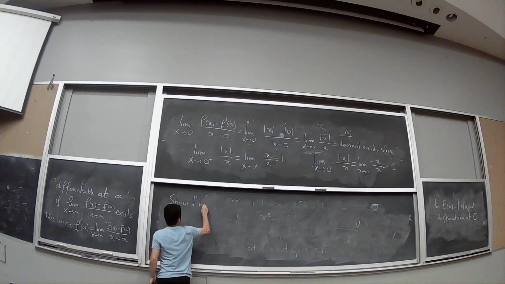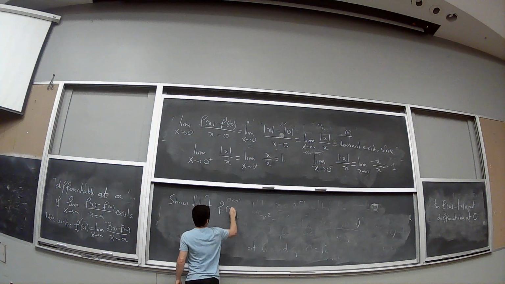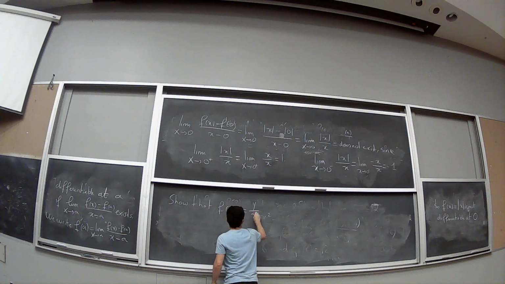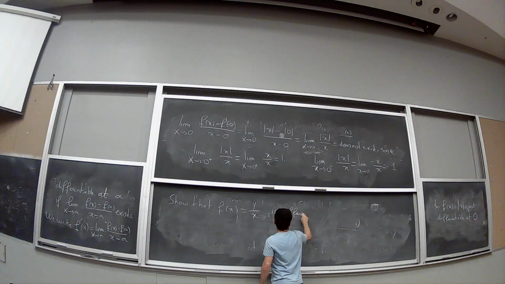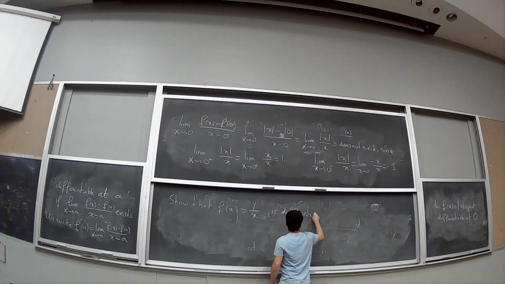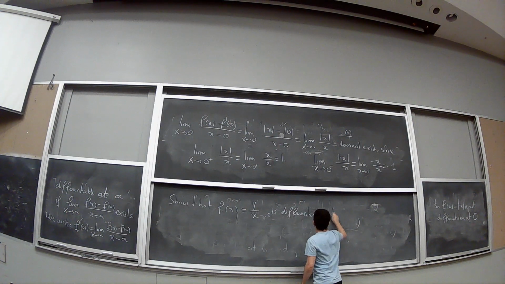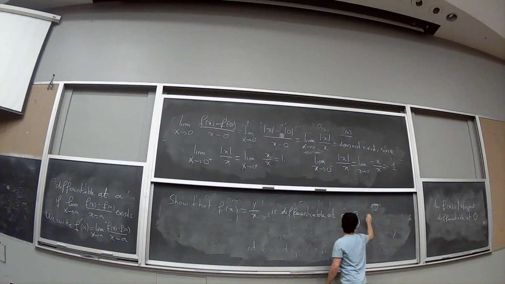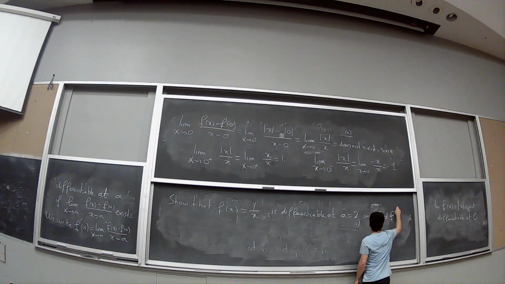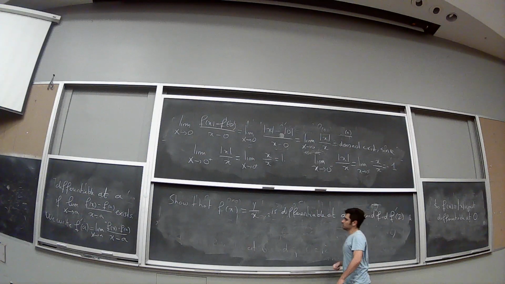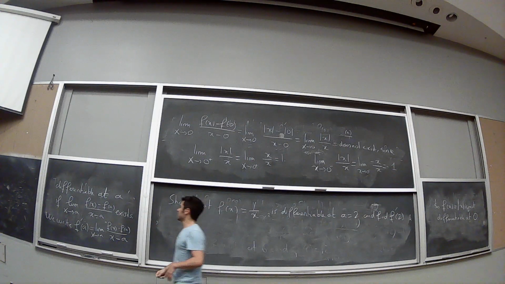Show that f of x equals 1 over x is differentiable at a equals 2 and find f prime of 2. Okay, let's do that using the h definition.